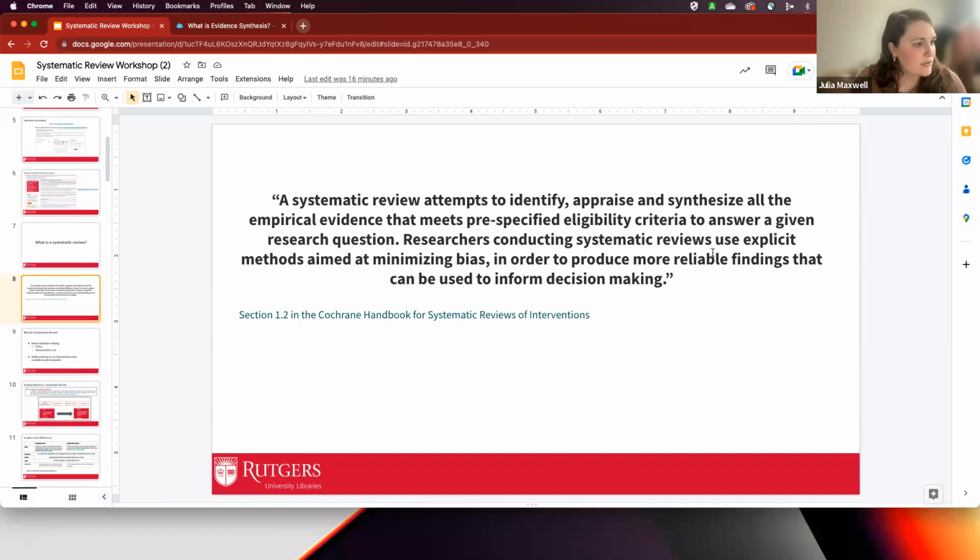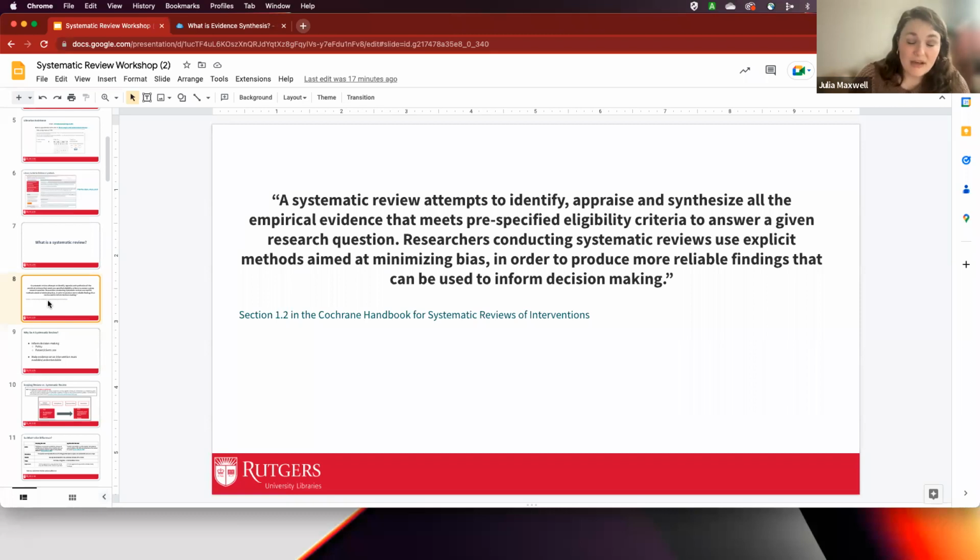Researchers conducting systematic reviews use explicit methods aimed at minimizing bias. And this quote I really, really like. It's from the Cochrane Handbook of Systematic Reviews. And Cochrane is kind of a big name in the evidence synthesis world, which we'll discuss in a moment. So I like to think of a systematic review as an extremely strategic, extremely comprehensive synthesis of a very specific research question, bearing in mind that all of the studies that are included have also gone through an appraisal for quality.